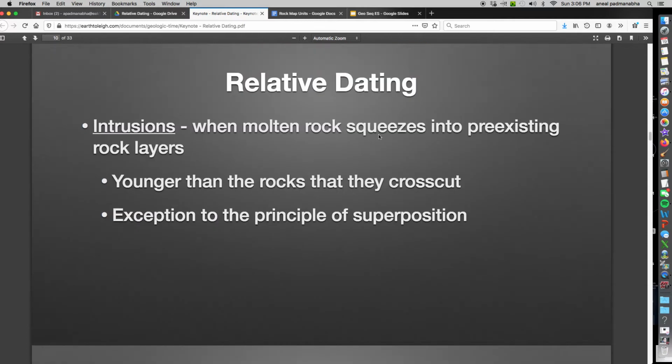Intrusion, when molten rock squeezes into pre-existing rock layers. So that'd be like having two pieces of bread and then you put some jelly in between the two. You squeeze the jelly in there. That would be an igneous intrusion. So the younger the rock that they cross-cut, so anytime you have an igneous intrusion, those rocks have to be there before it can go through them. And that's what that means right there.